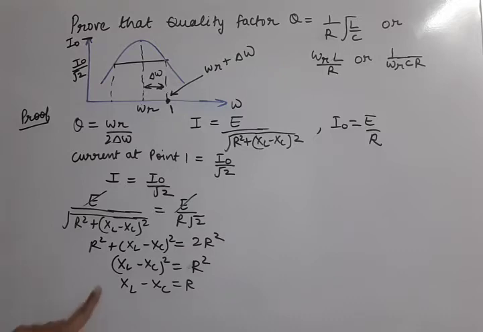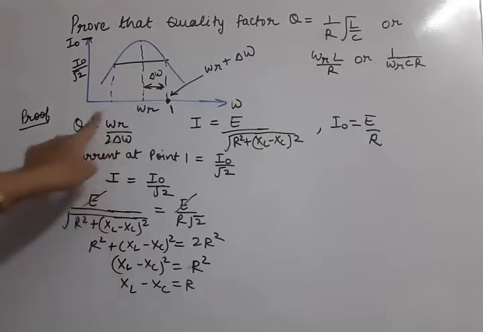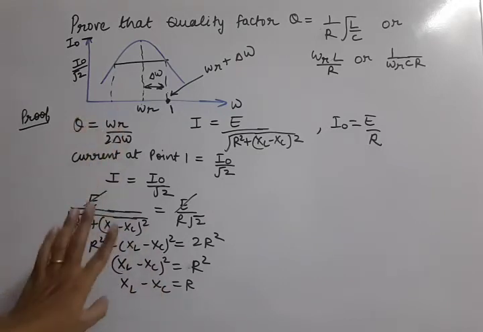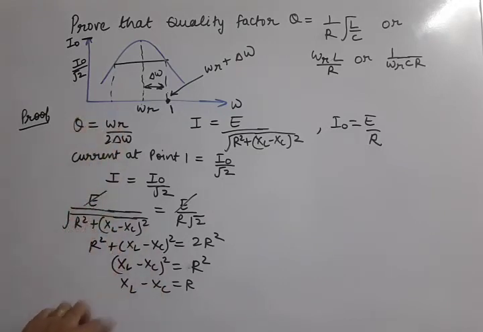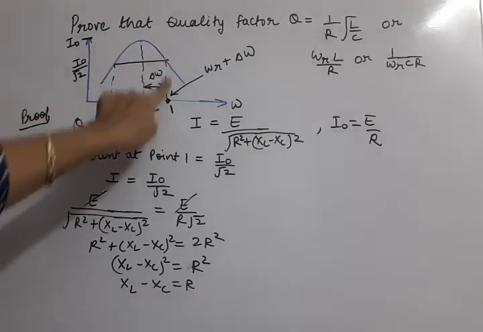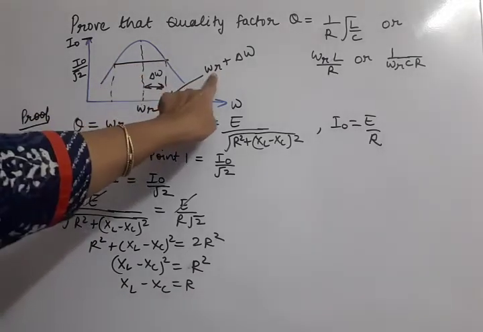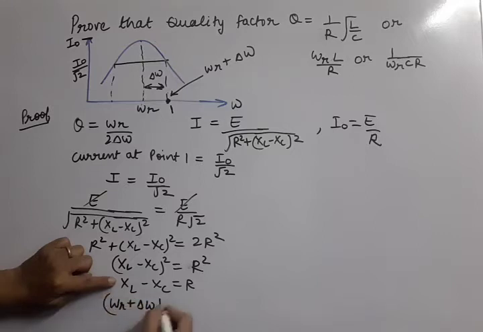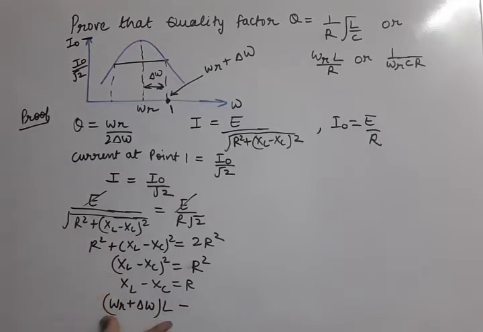And finally we have to now get this type of expression. XL and XC have been reached here. We have to get omega r, delta omega, something of that kind. So XL we will replace by the formula omega L. Now where are we finding the current? We are finding the current at this frequency. What is the frequency here? Omega r plus delta omega. So here omega r plus delta omega into L. This is the omega L formula.